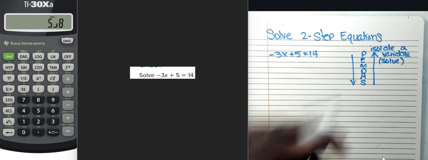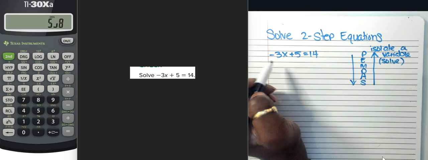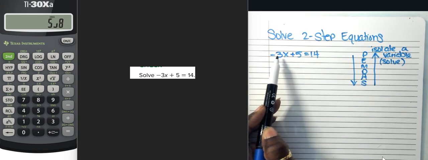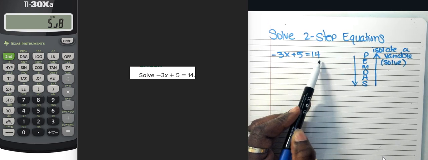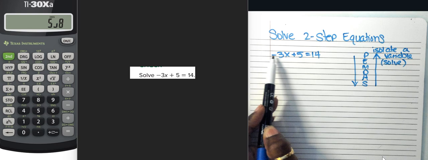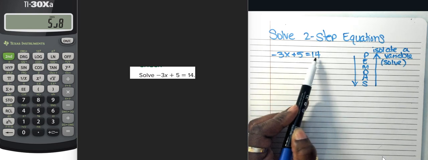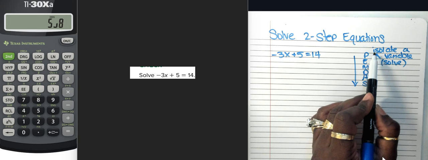Okay. So what we have here is, first thing we always want to ask is, is x by itself? In this case, no, it's not. If we were to read this, we have negative 3x plus 5 is equal to 14. X is not by itself because I see that we are multiplying by negative 3. We are also adding 5 in order for us to get 14. So what we need to do is isolate our variable. In order for us to do that, remember PEMDAS, but in reverse.